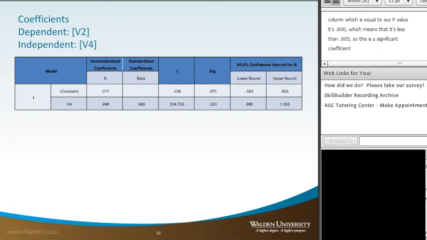Then we have the 95% confidence interval for our coefficient, which ranges from 0.986 to 1.005. It's important to note that the confidence interval for the large B does not include the value of 0. If it includes the value of 0, then we know that the slope of the line may be 0, and so there is no linear relationship between the independent variable and the dependent variable.